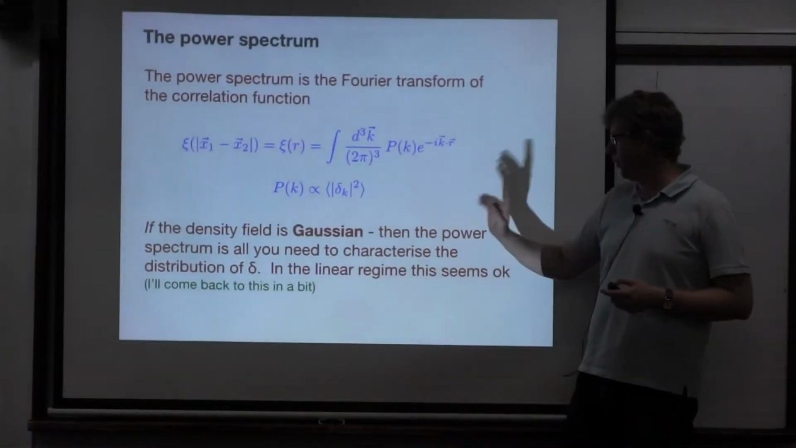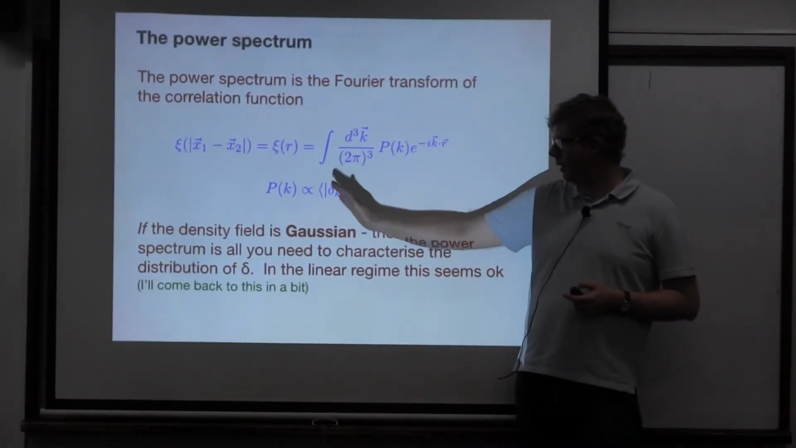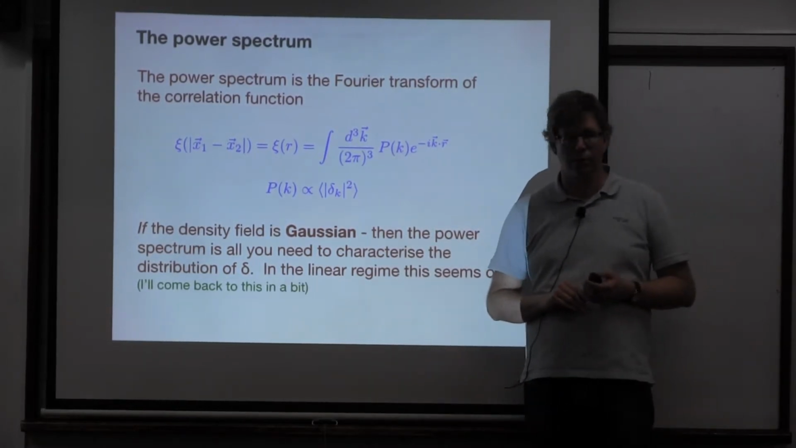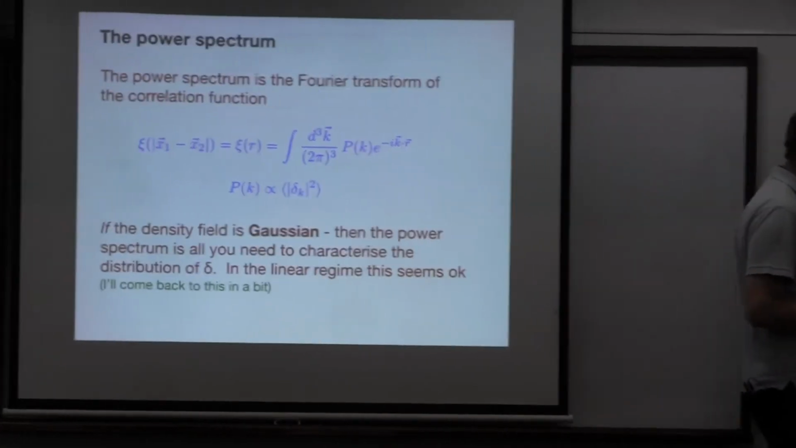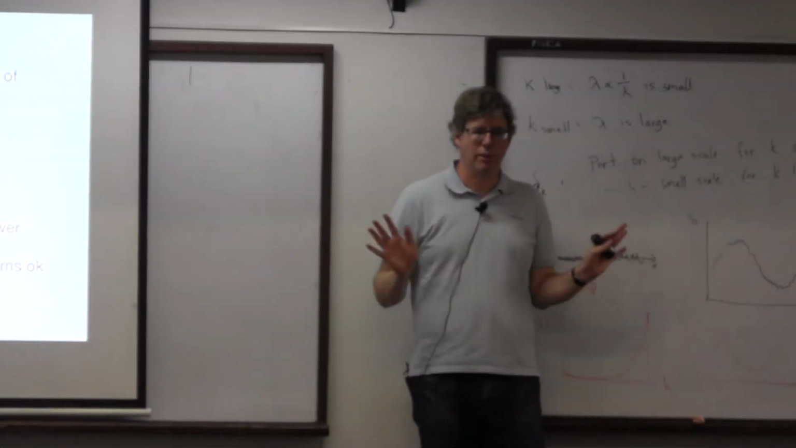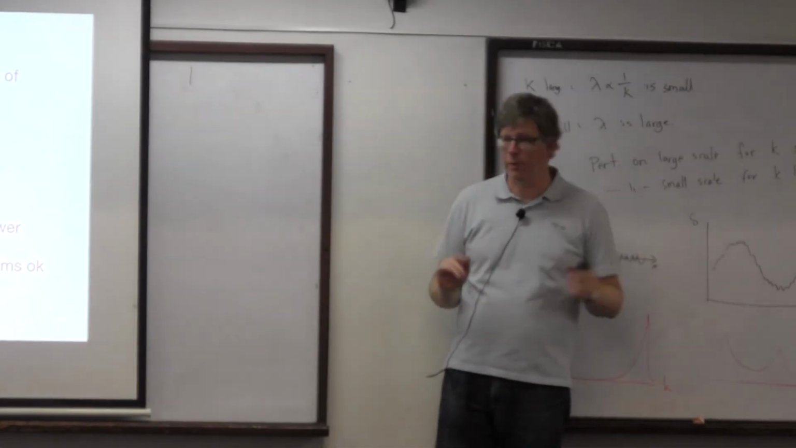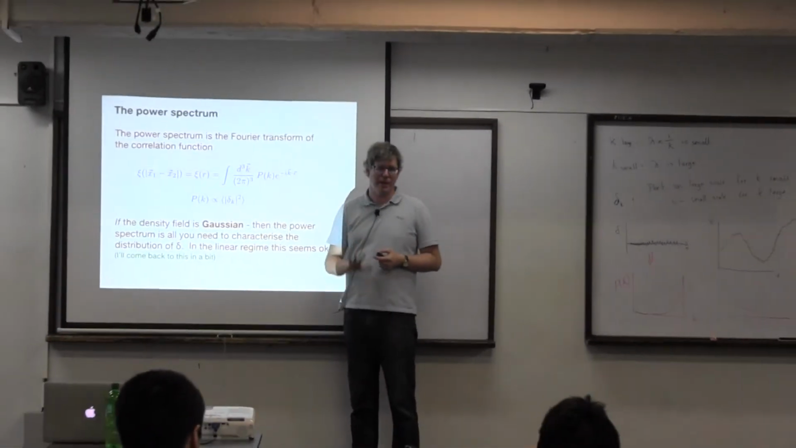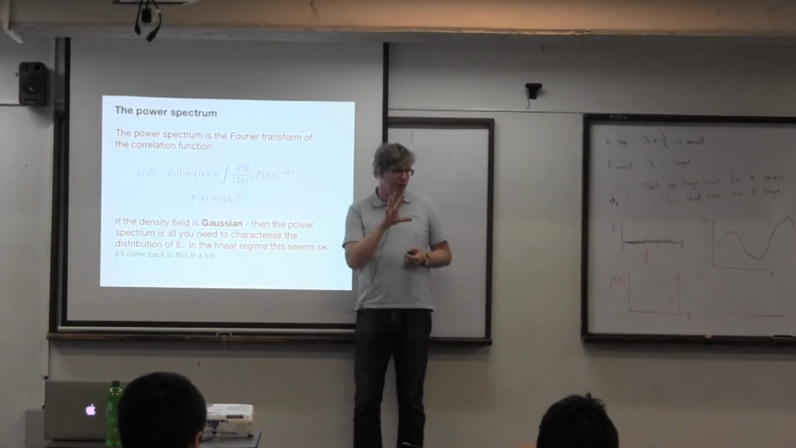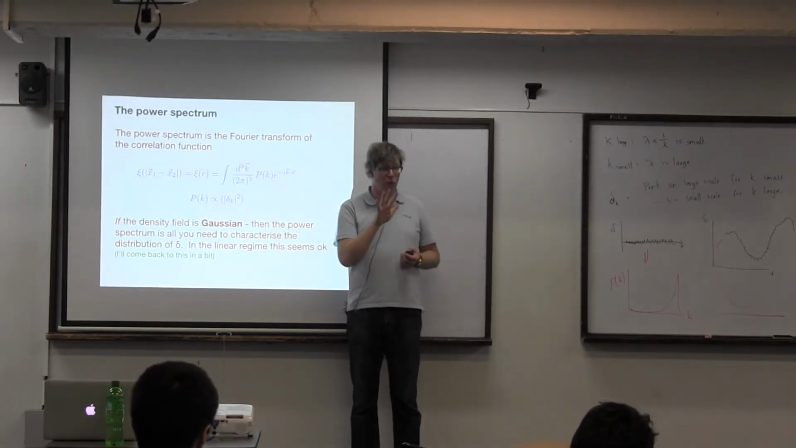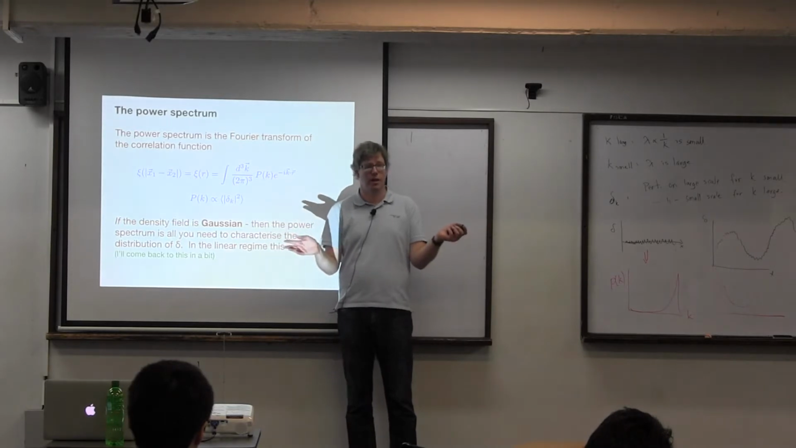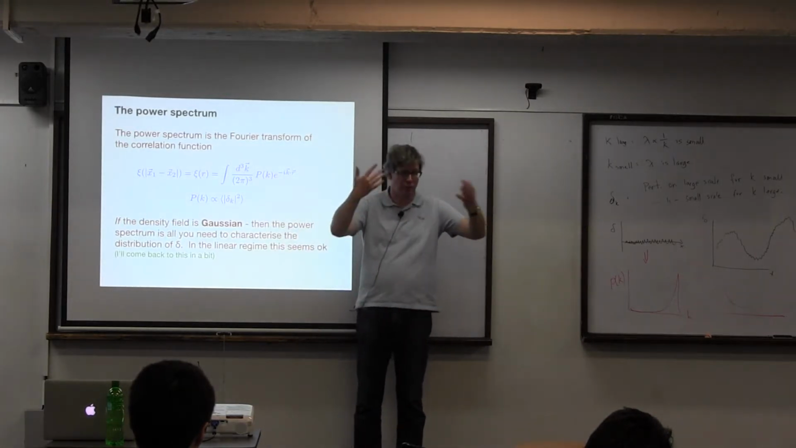Now, if the density field is Gaussian, and I'll write down what that really means later, then the power spectrum has all the information you need. And so we've used this a lot. This is basically how we give the starting position of a universe. We give a power spectrum and we say this is what the universe starts like. And then we evolve that solution afterwards.